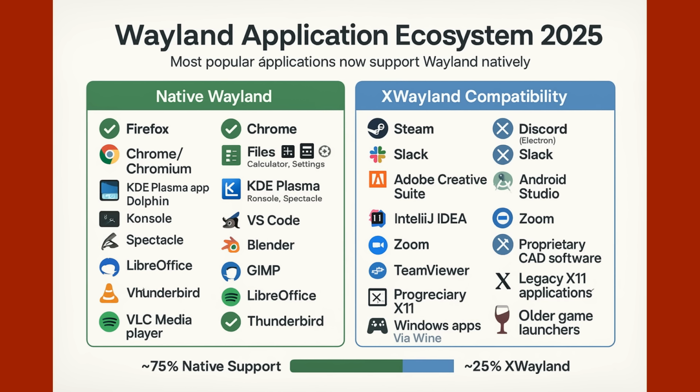Here's how you can check what's using XWayland on your system. Run xlsclients in a terminal. This lists all applications currently using XWayland. It's a great way to see how much of your workflow depends on X11 compatibility. The bottom line on compatibility is this. Most users can switch to Wayland today and have a better experience, but if your workflow depends on specific applications or tools that don't work properly on Wayland, you'll need to wait or find alternatives.